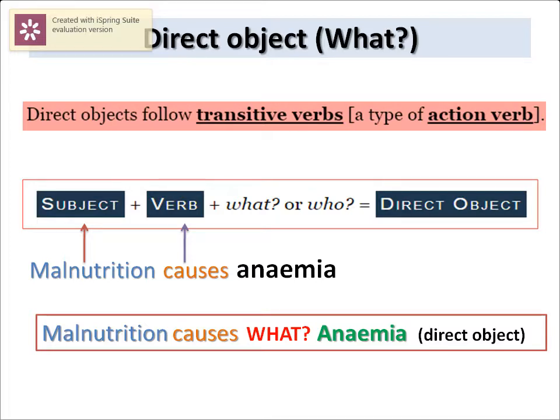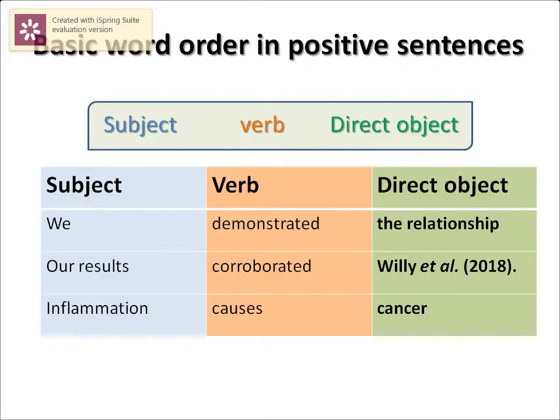In this example, malnutrition causes anemia. The subject is malnutrition, it comes at the beginning and before the verb causes. Malnutrition causes what? Anemia. Therefore, anemia is the direct object. Remember that the basic word order in English is subject plus verb plus direct object. The subject refers to who does the action. The verb refers to the action. The direct object is the answer to what?